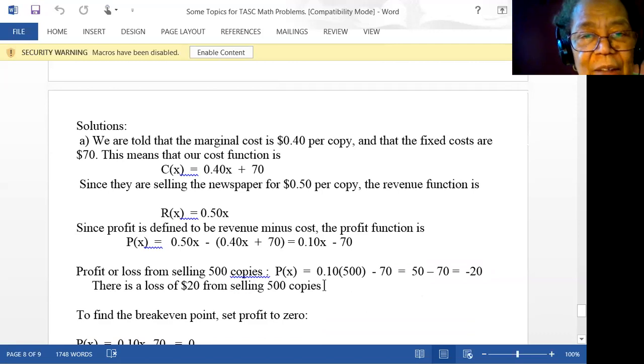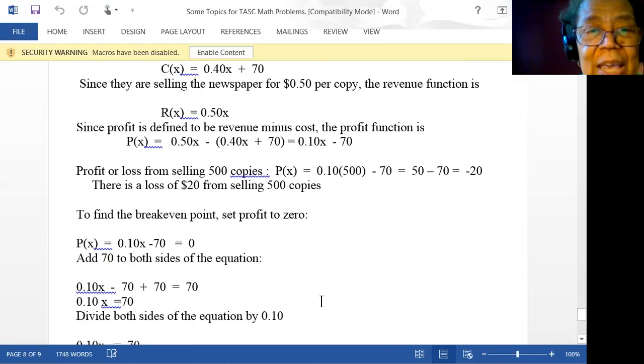Now, if we sell 500 copies, for the X we put 500. So 0.1 times 500 is 50. 50 minus 70 gives you a minus 20. That means we lost $20 from selling 500 copies.